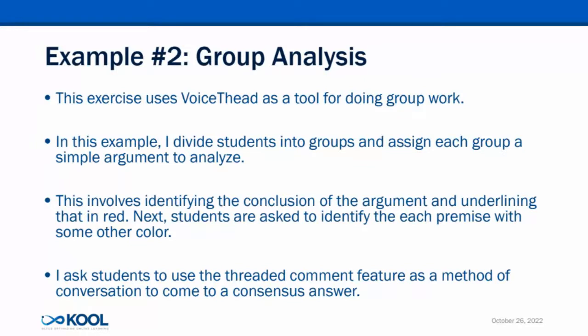So in philosophy, a big part of philosophy is analyzing arguments. And so I give them some instructions about how to do this. They're supposed to identify the conclusion of the argument. And then you're going to see in Voicethread, you can use a marker with different colors. So you can mark on the image that you've uploaded. And so I will ask them to use red to underline the conclusion of the argument, and then use some other color to identify the premises.